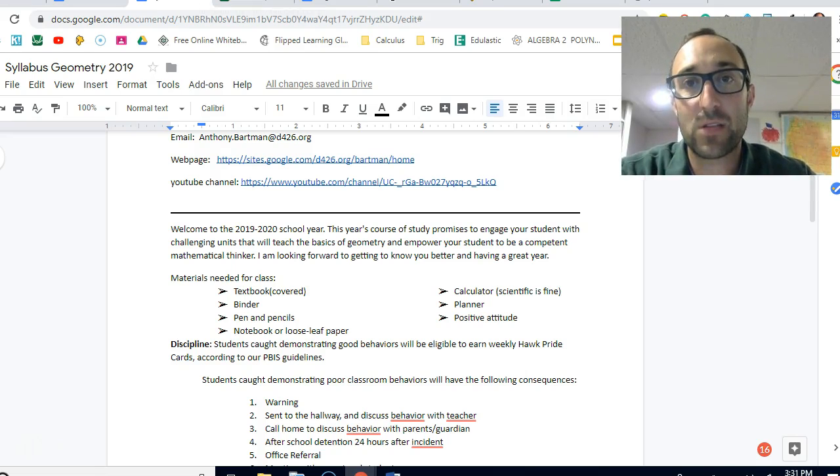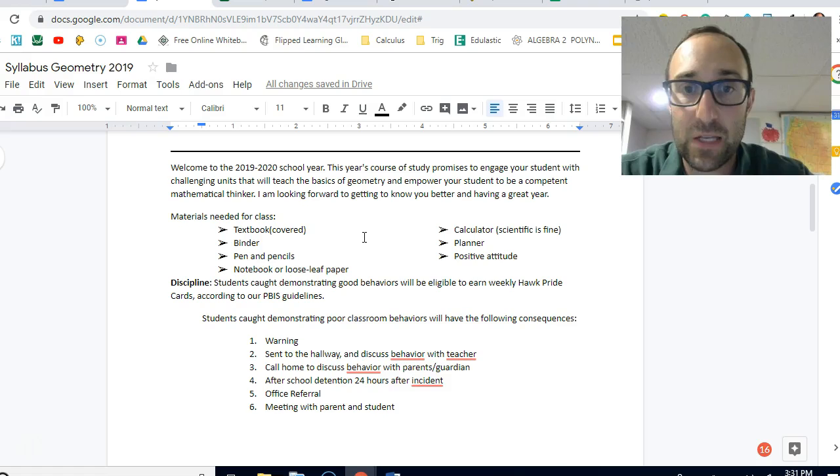We do have calculators in the classroom for them to use. We also have compasses and straight edges and protractors and stuff like that for in class. If they need to borrow one, I do have a few extra. If they want to use their own, that's okay as well.